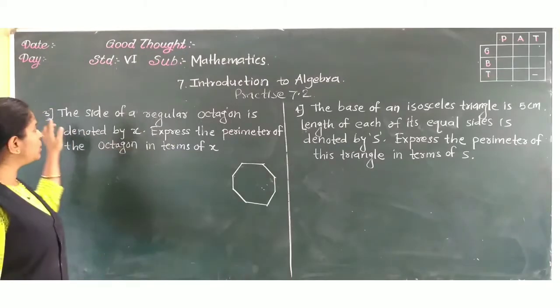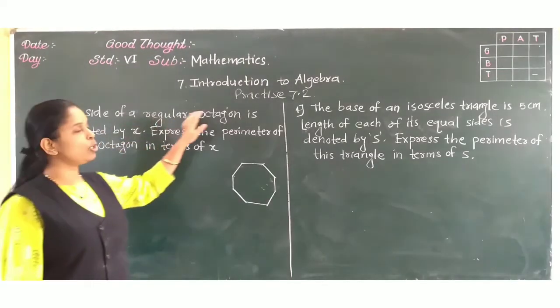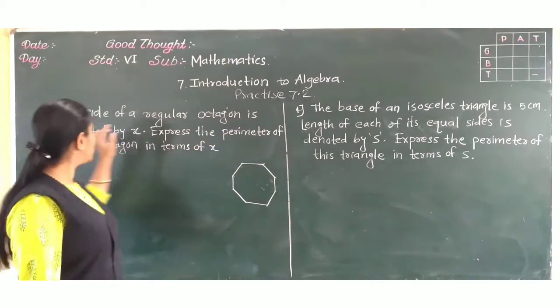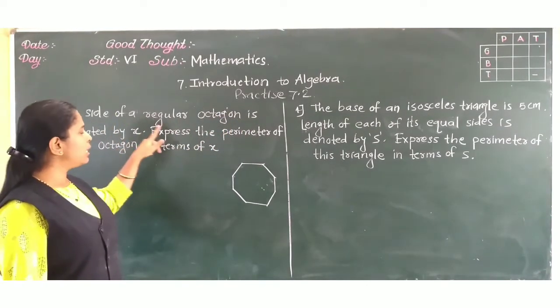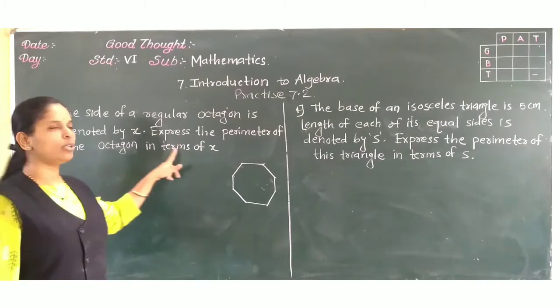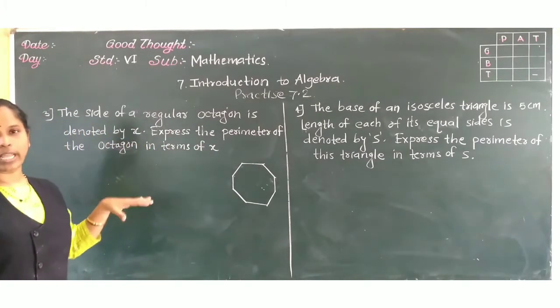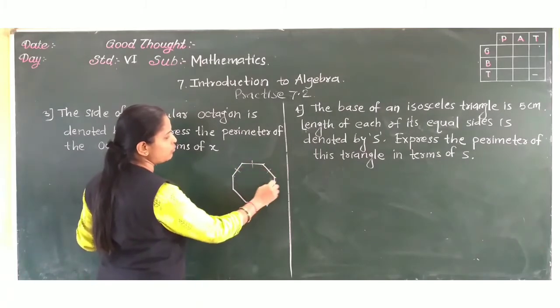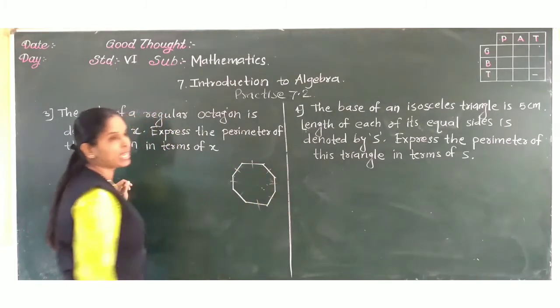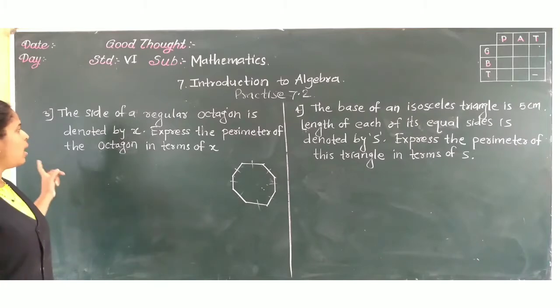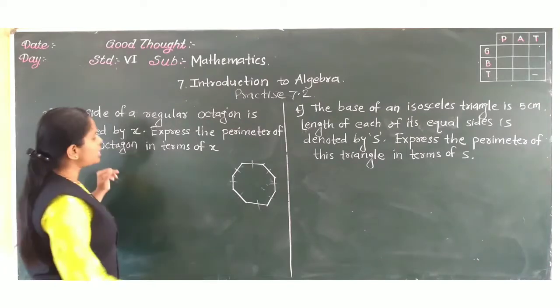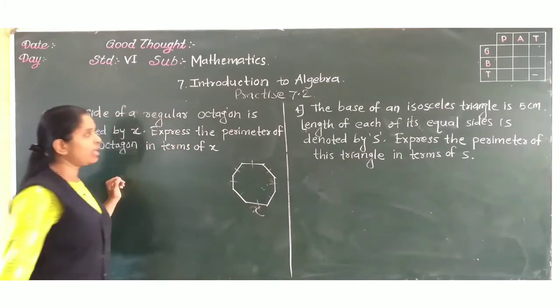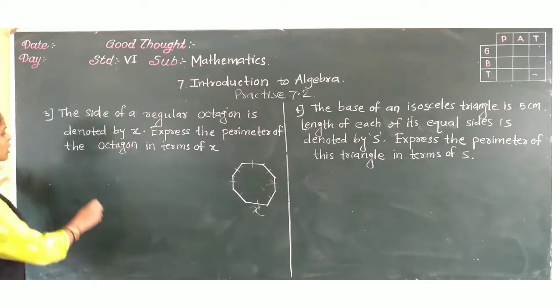Number 3. The side of a regular octagon is denoted by X. Express the perimeter of the octagon in terms of X. Now octagon. Octagon means what? 8 sides. See, 1, 2, 3, 4, 5, 6, 7, 8 sides it has. And its side is denoted by X. And again we have to express its perimeter.